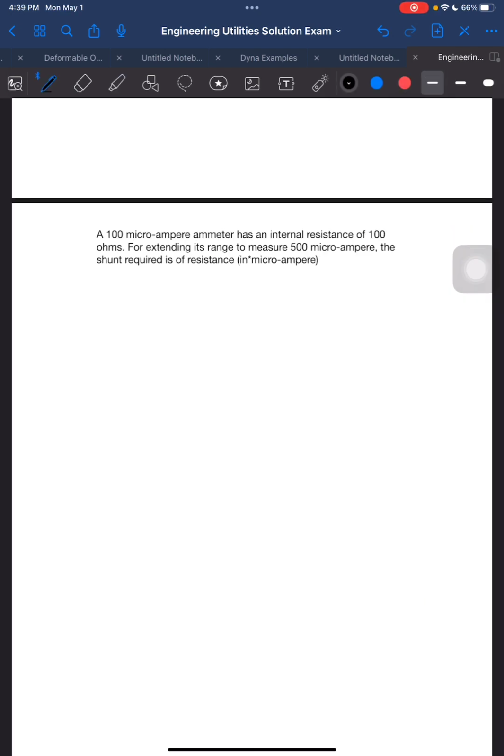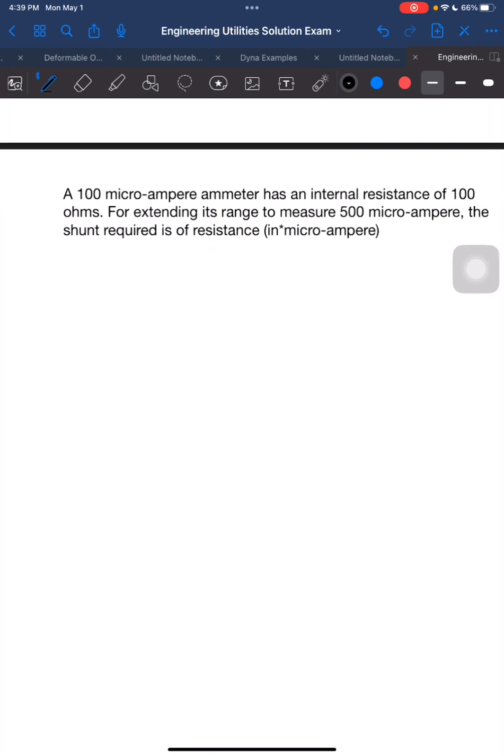A 100 microampere ammeter has an internal resistance of 100 ohms. For extending its range to measure 500 microampere, the shunt required is of what resistance? So, pwede natin sabihin na ang resistance ng shunt required.